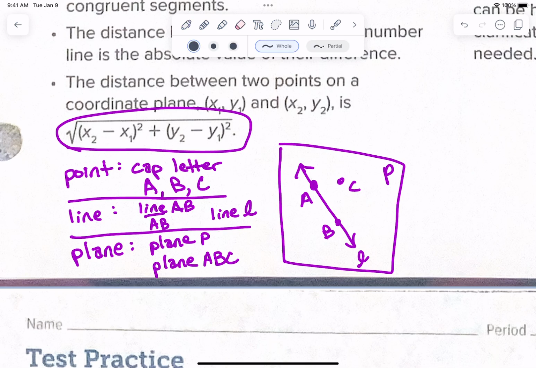What 2 points are collinear on there? A and B. Are A, B, and C together collinear? No. Even though A and B are, A, B, and C together are not.